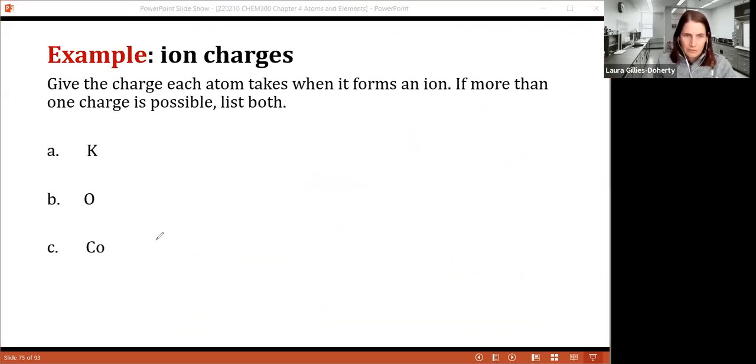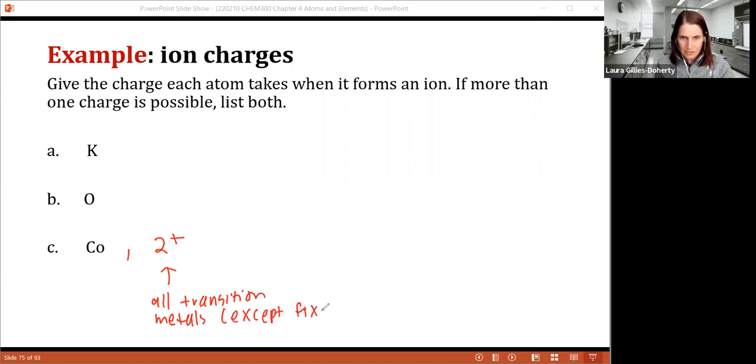So cobalt, 2+, all the transition metals, except those ones in gray, except those fixed charge ones. They all make 2+ ions. And then they all make some additional ion as well. For cobalt, it's 3+.